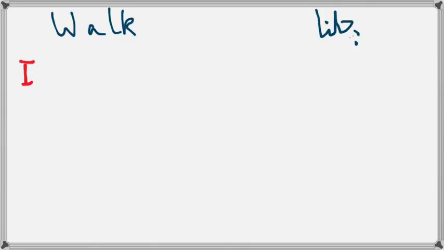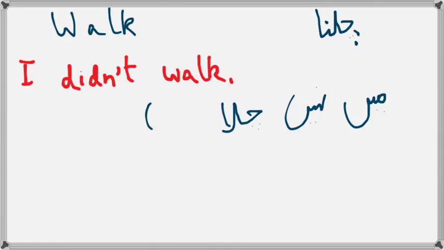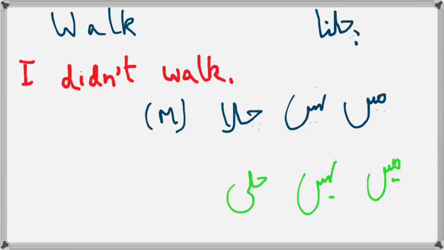I didn't. In English, we write I didn't walk. I did not walk. In Urdu, for male, we say मैं नहीं चला. This is the male version, and for female, we write मैं नहीं चली.